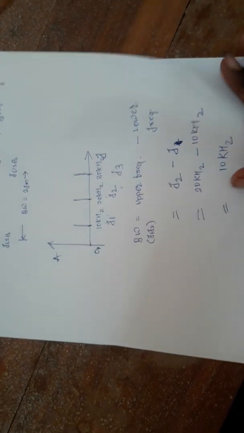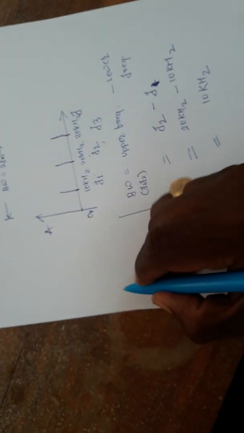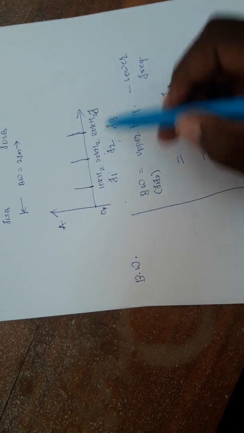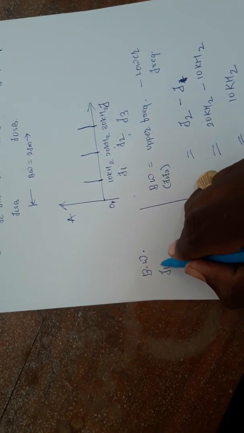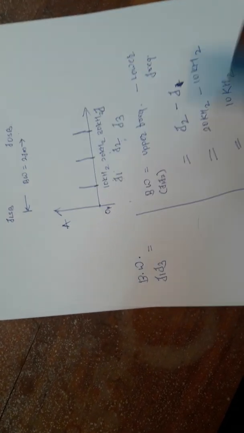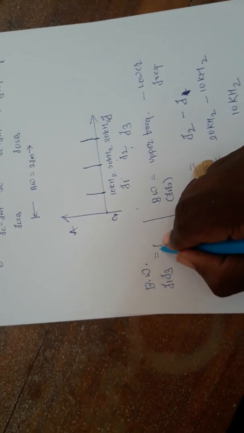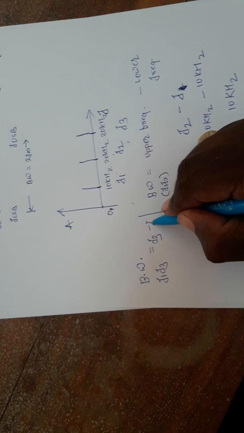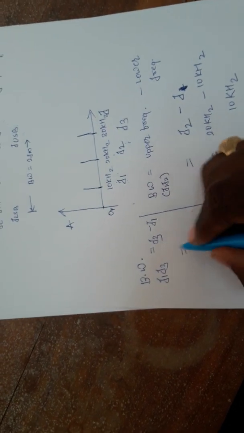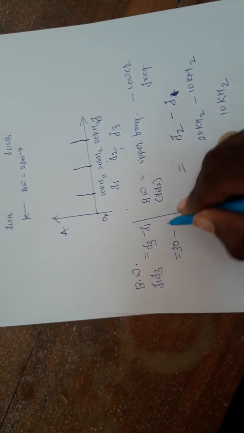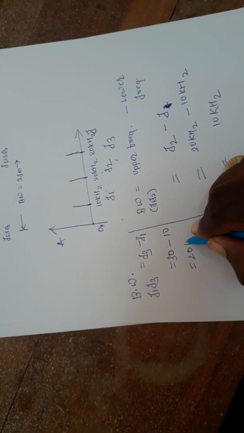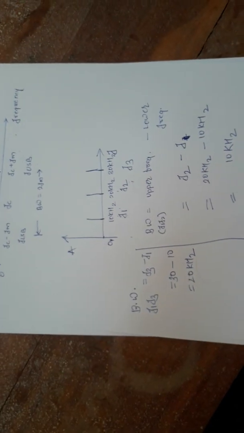Similarly, if we want to calculate the bandwidth between f1 and f3, then bandwidth f1 f3 is equal to upper frequency, which is f3, minus lower frequency, which is f1. So f3 is equal to 30 and f1 is equal to 10. So bandwidth becomes 20 kilohertz. So this way we are calculating the bandwidth.